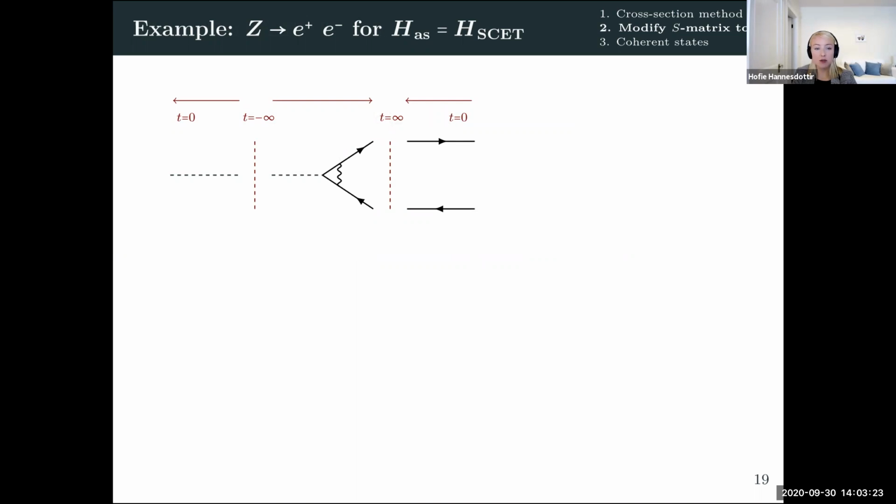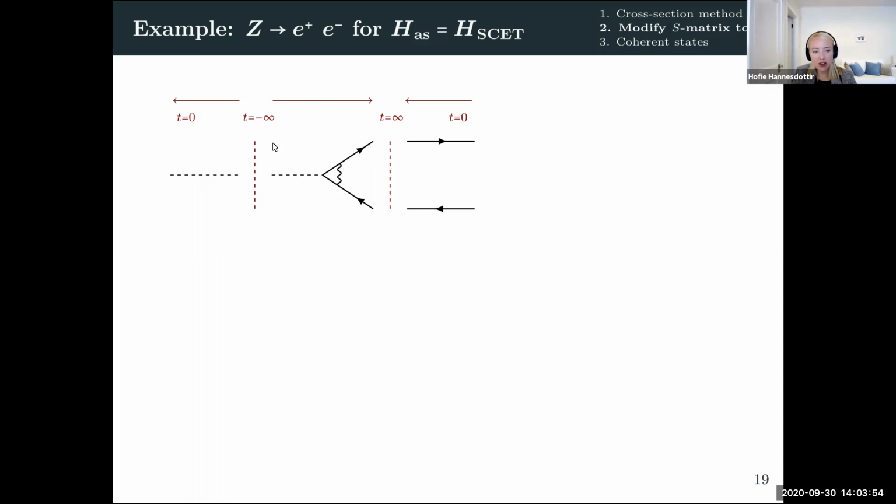I'm doing the example of a Z boson splitting into an e plus e minus pair. And I'm taking the asymptotic Hamiltonian to be the SCET Hamiltonian. So here is my Z. I'm denoting it with a dashed line to distinguish it from the photon, which is a curving line. And what I have to do is fix the state on the far left and far right here. So the first diagram I can draw is just the usual virtual loop here.